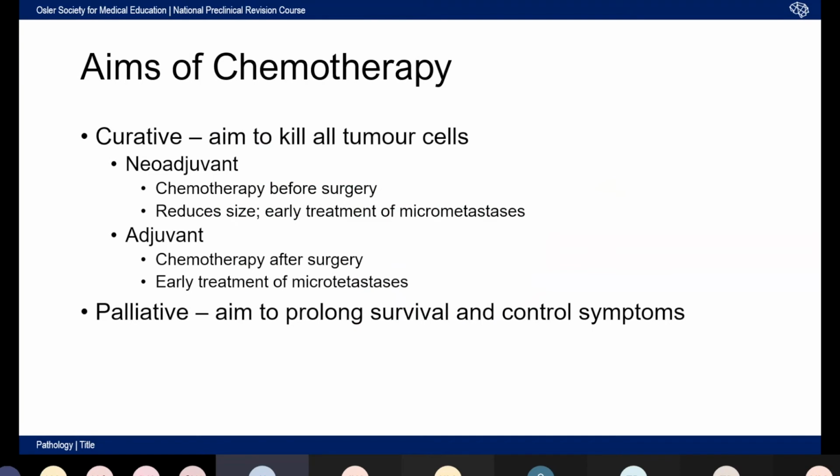So moving on to chemo. The aim of chemotherapy can either be curative or palliative. So curative, you're aiming to kill all the tumour cells. You can have chemotherapy before surgery, which aims to reduce tumour size and treat micrometastases early, or it can be given post-surgery to treat micrometastases early and prevent them ever developing into secondary tumours. Or palliative chemotherapy aims to prolong survival and control the symptoms, even if there's no hope of curing and getting rid of the cancer.